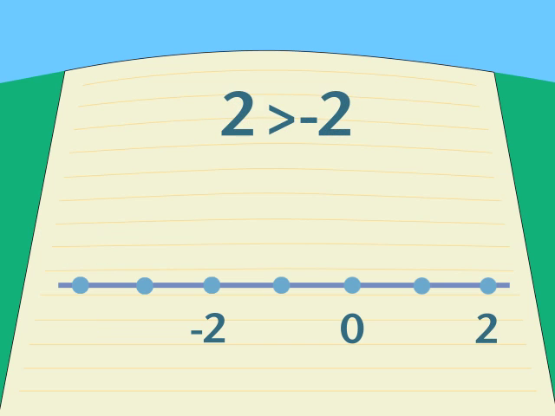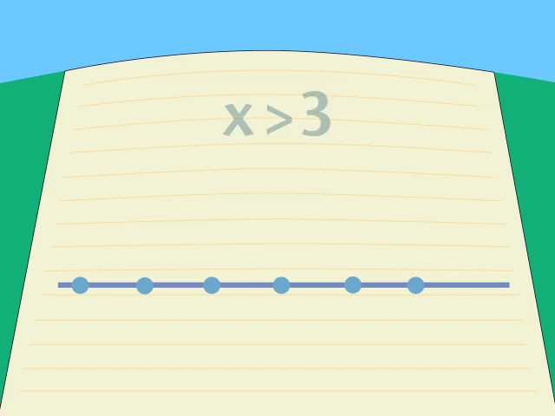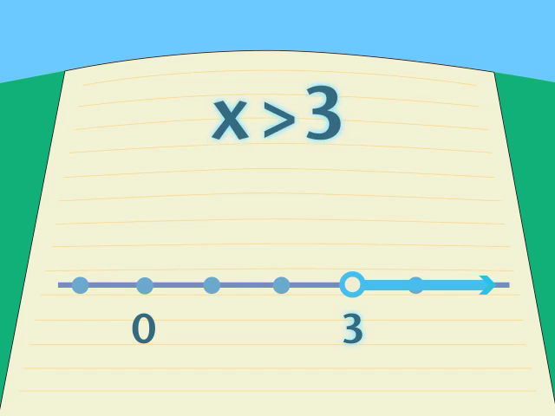Let's look at the other way we can write an inequality. This example says positive 2 is bigger than negative 2, and that's correct. It's to the right of negative 2 on the number line. What if we use a variable? What do we mean when we write the inequality x is bigger than 3? We mean x can be any number larger than 3, which means any number to the right of 3.